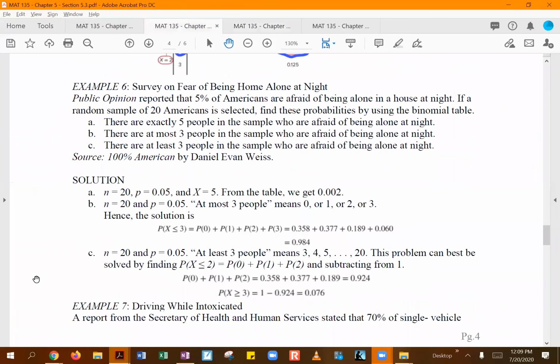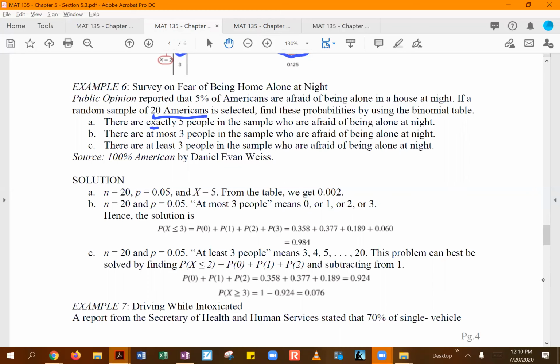So I'll have examples for you where we will need to use both the formula and the table. So let's take a look at these last couple examples, and then we'll look at examples from the textbook over here. So we've got this one here talking about public opinion reported that 5% of Americans are afraid of being alone in a house at night. So if a random sample of 20 Americans is selected, find these probabilities using the binomial table.